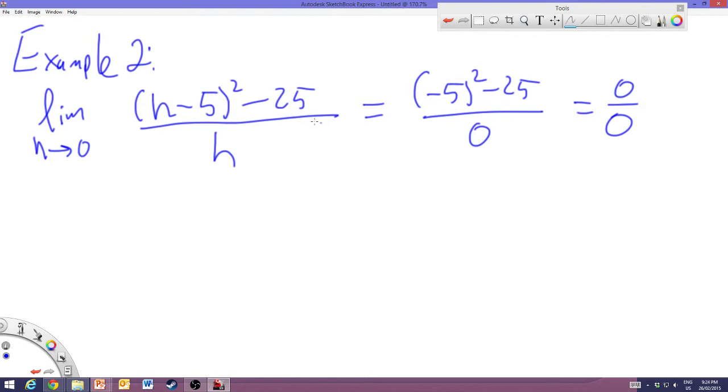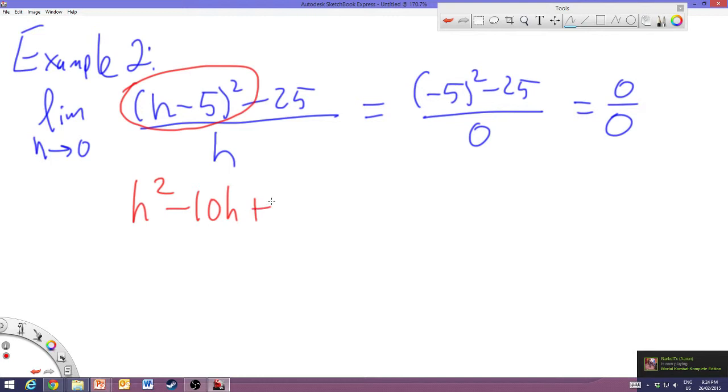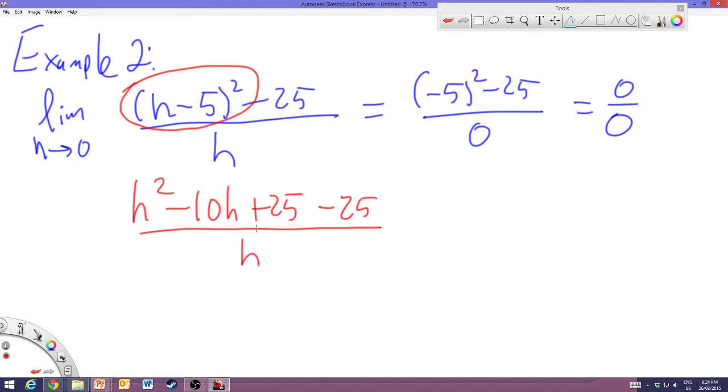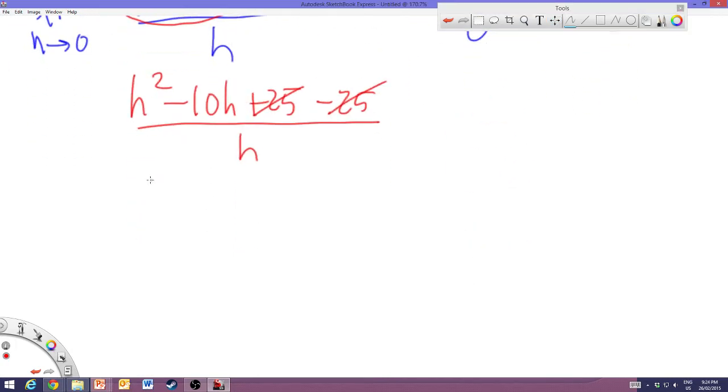In its current state, we can't really factor, so I'm going to expand this binomial. So this will be h squared minus 10h plus 25 minus 25, all divided by h. Plus 25 minus 25 disappears. So we get h squared minus 10h all divided by h. This h will get rid of that h and reduce it by 1.